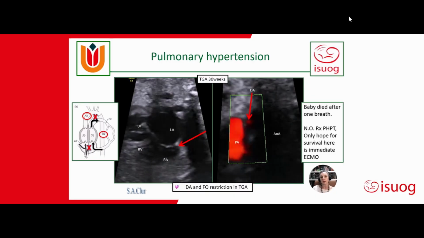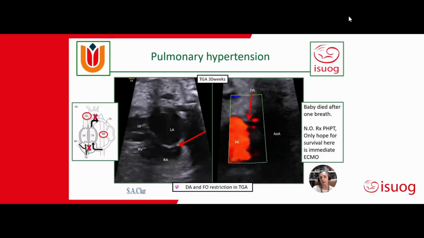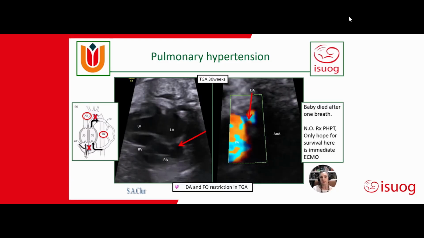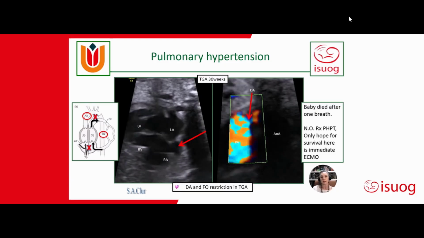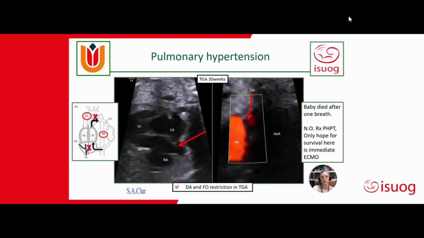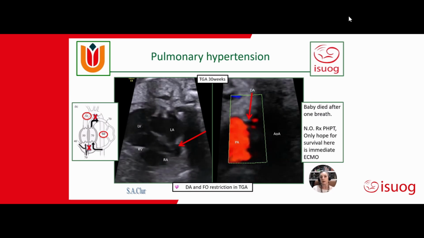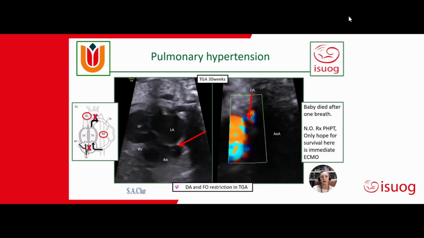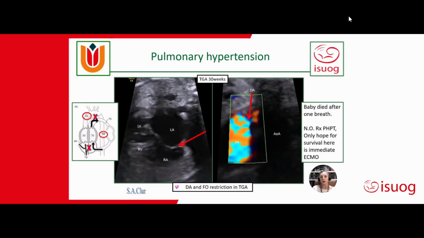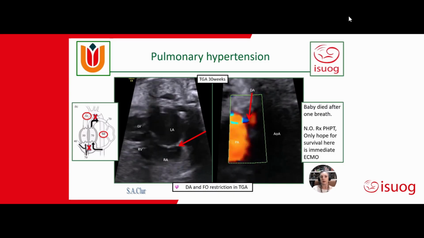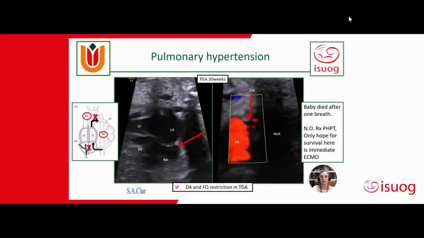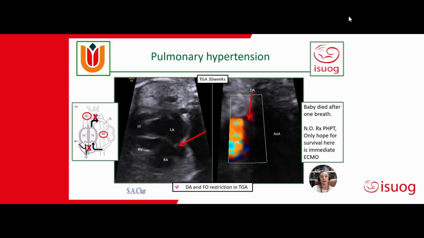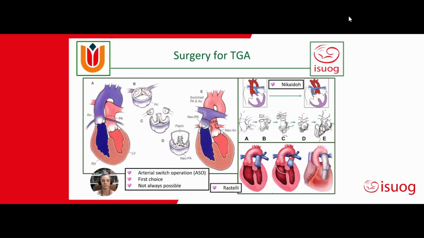Because this baby had other problems, the parents decided on a non-active management, and this baby breathed one breath and then died. For such a case with arterial duct and foramen ovale obstruction, the only hope for survival would be to put the baby on ECMO immediately. And for other cases of pulmonary hypertension, management with nitric oxide postnatally is required. And so it's handy to have some kind of an idea that this may be necessary already prenatally.